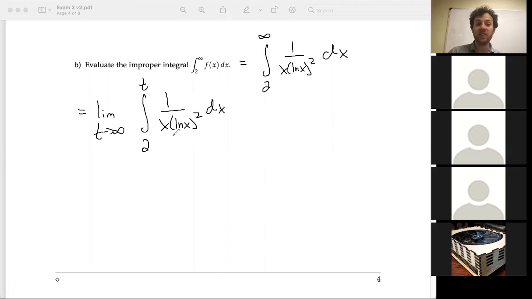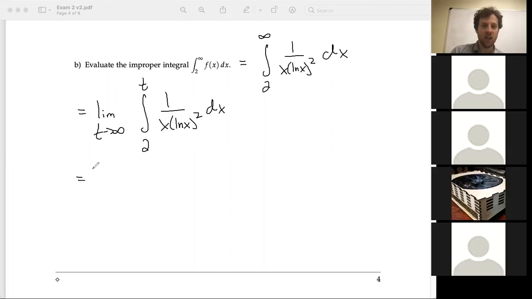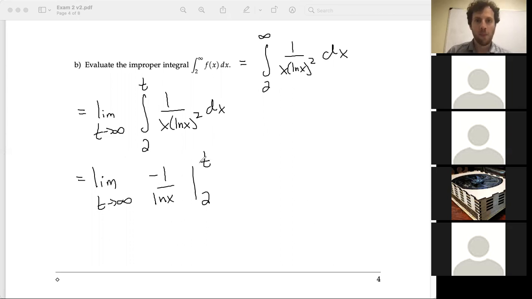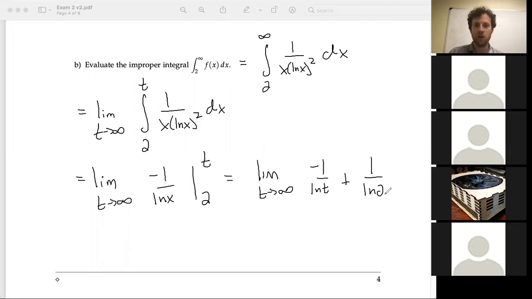We separately did the integral, so we can just jump in and say, taking the limit as t goes to infinity, and that was -1 over the natural log of x. And this is what we're evaluating from 2 to t. The next step is substitute in, nothing too exciting there. The limit as t goes to infinity of -1 over natural log of t plus, after the negatives combine, 1 over the natural log of 2. And now this is what we actually take the limit of.